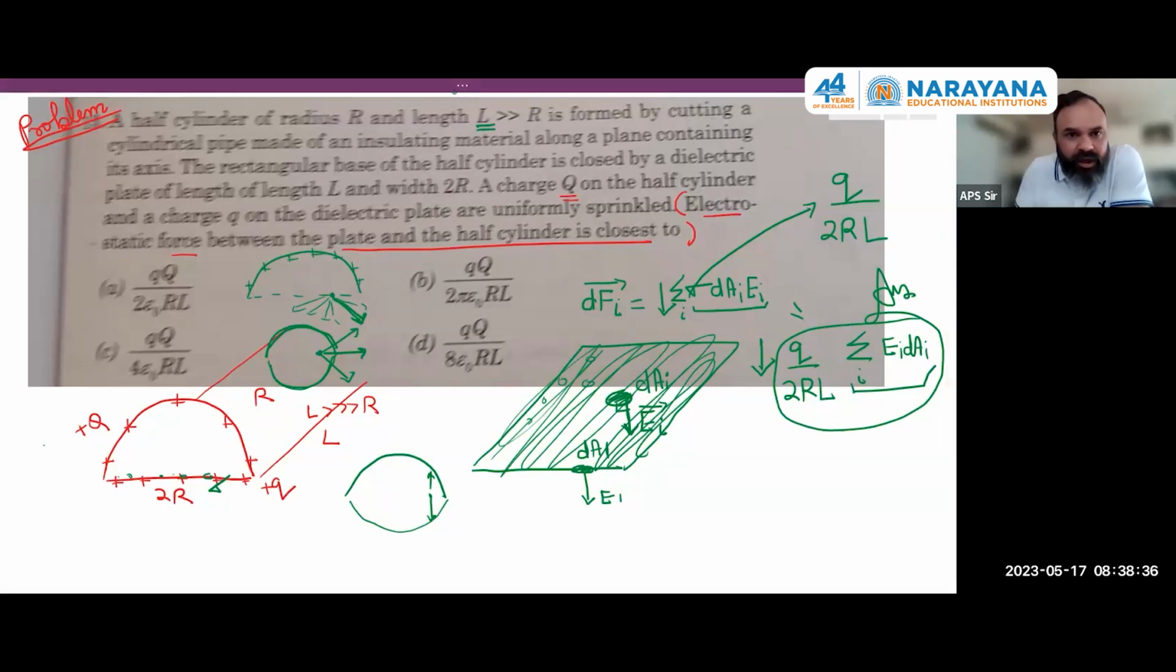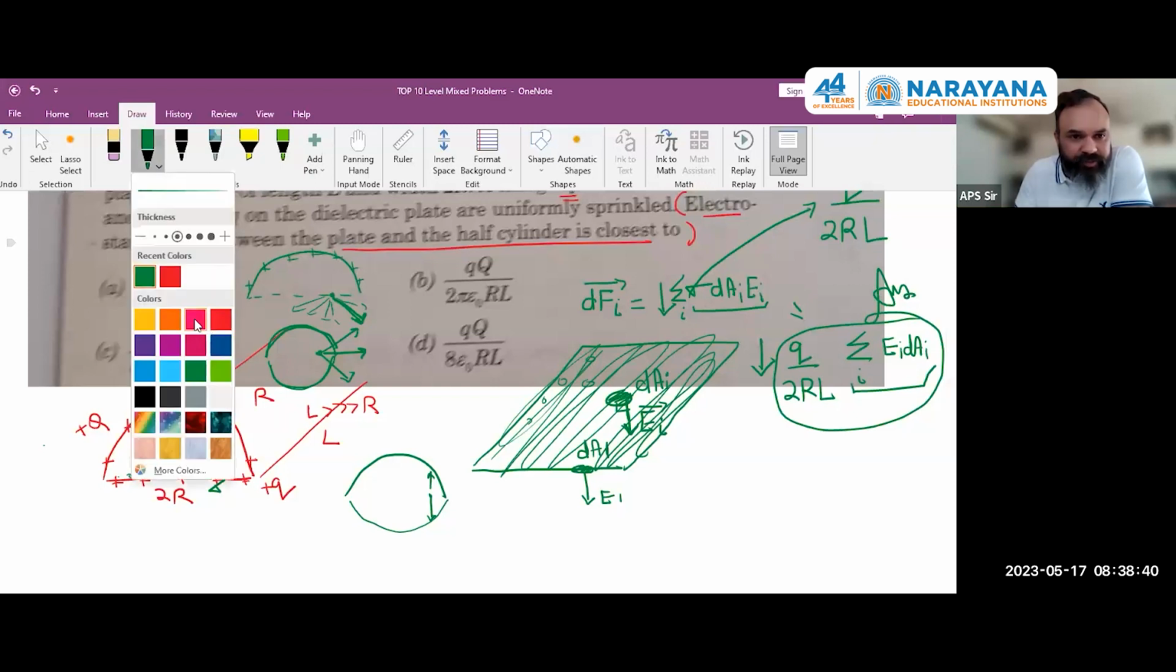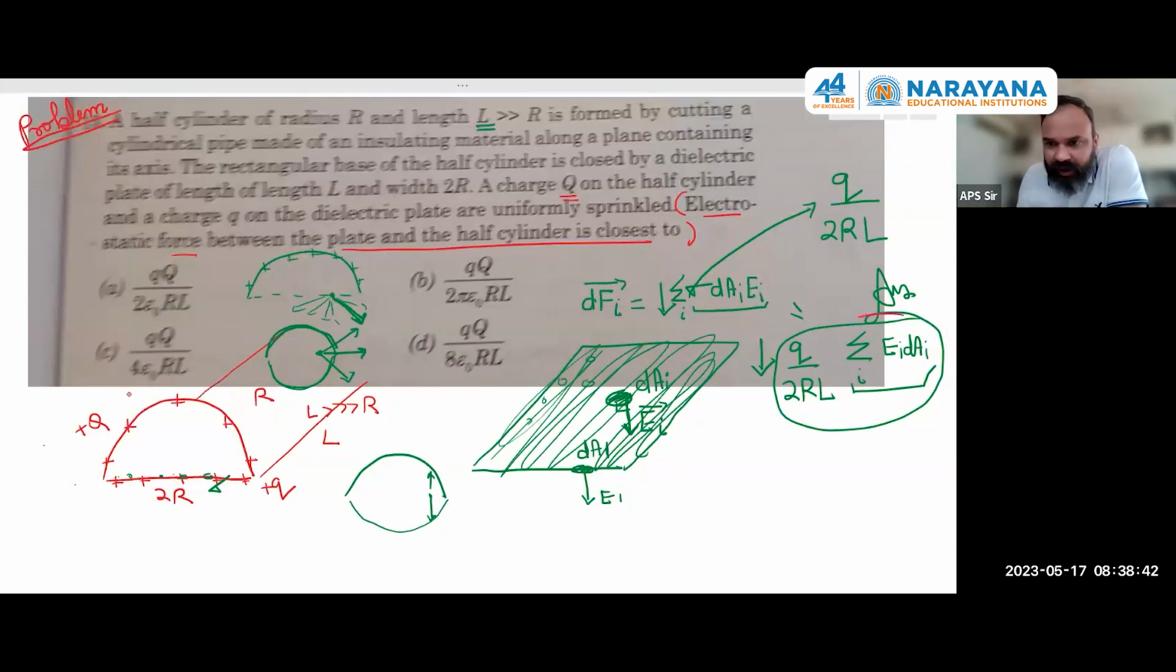What does that term represent? The second term that I have written, what does that term represent? Basically, this term talks about the flux. What flux? Remember, while I am calculating the field here, this field is not because of the sheet. It is because of the cylinder only, because I am finding the force on the sheet. So this is the flux because of the half cylinder across that base area.